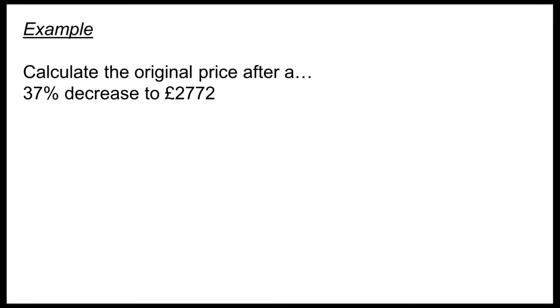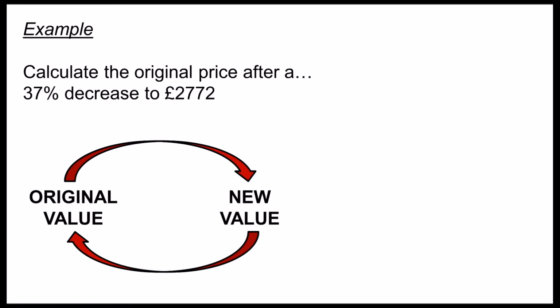In my second example, it asked me to calculate the original price after a 37% decrease to £2,772. I can use a similar diagram to help me work this out. I know that performing a 37% decrease is the same as working out 63% of the original amount, so my multiplier is 0.63. That gives me my new value of £2,772. If I wanted to reverse this, I'd simply divide by 0.63.